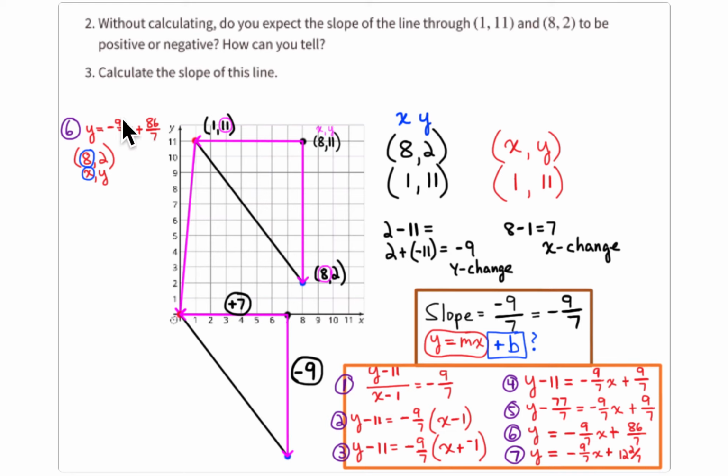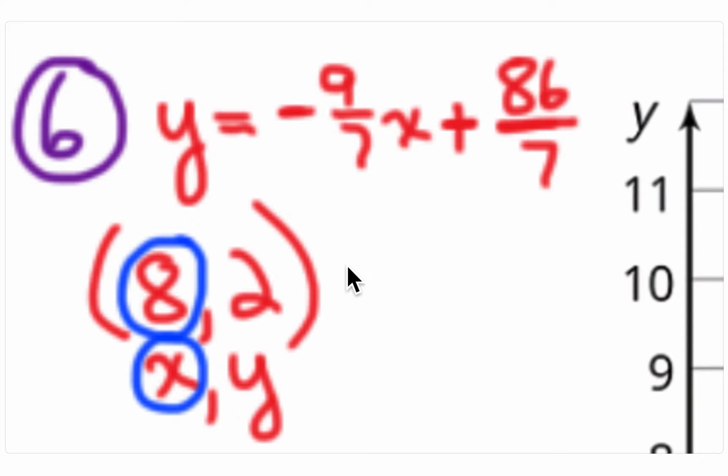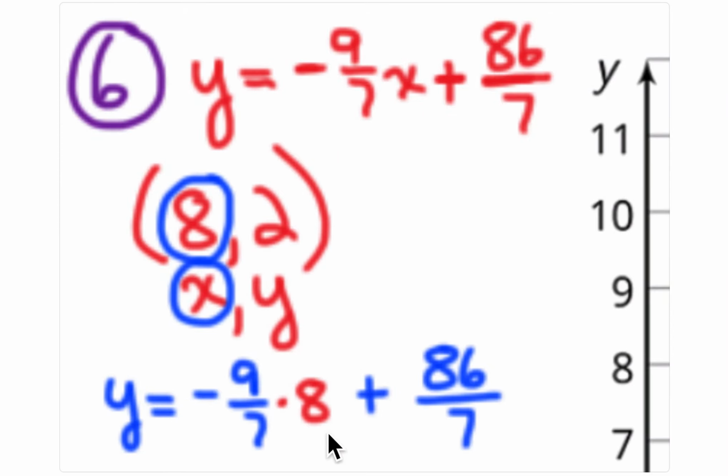I'm going to zoom in so you can see what I'm doing. I'm going to plug in this 8 for this value x right here. I should get an answer in the end of 2. y should be equal to 2 once I work this out. All right, so now I replace that x with 8. What's 8 times 9? 8 times 9 is 72. So this is going to be a negative 72 sevenths plus a positive 86 sevenths.